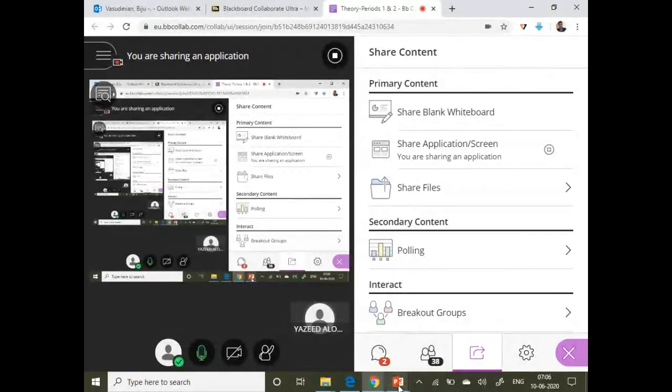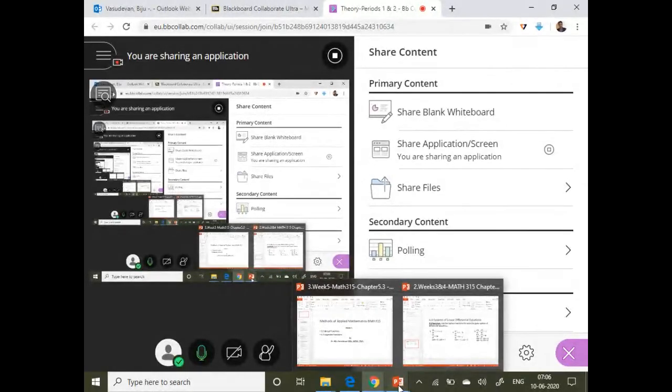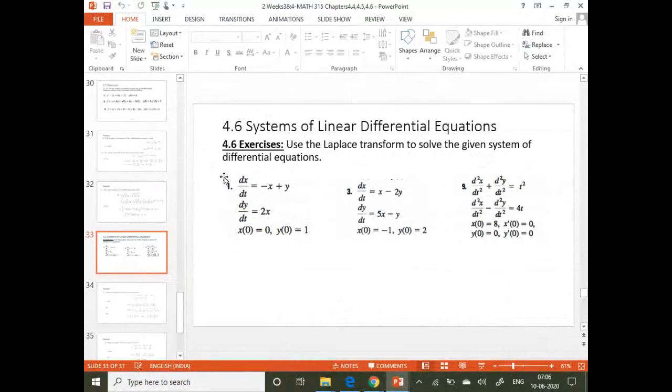Okay, students, can you see my screen now? I believe you can see the screen right now.